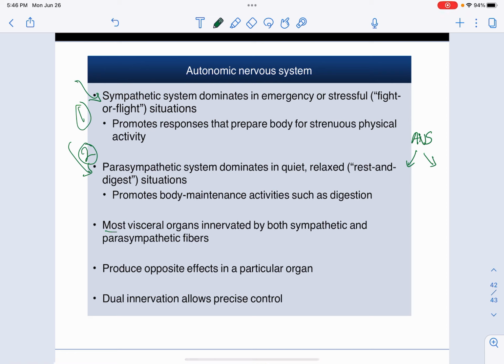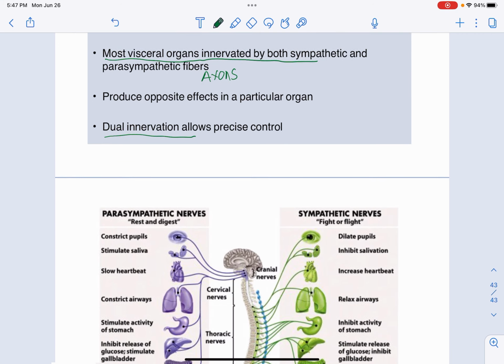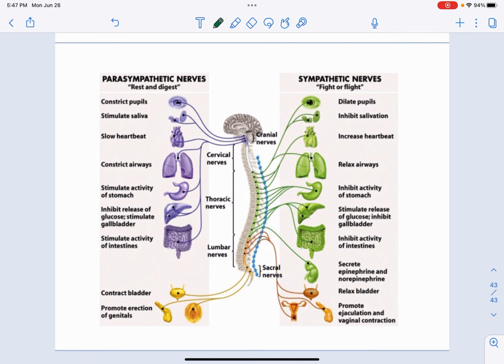So here it is here. Most organs are innervated by both of the sympathetic and parasympathetic pathways or fibers. So that would be axons. And they are going to produce opposite effects. So this dual innervation allows our bodies to have precise control over what we need to do. So I think this kind of sums it up.